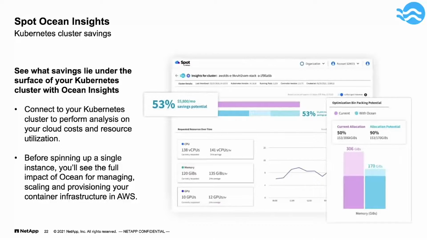So it's a nice way to start if you don't want to make any changes to your environment. Great, just start looking at this, start seeing those potential savings. And what's nice too is we basically do that import for you, so there's no work to be done on your side to actually use Ocean. So it's pretty easy to get started.